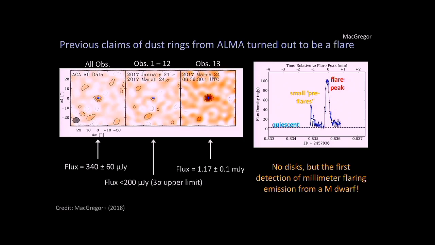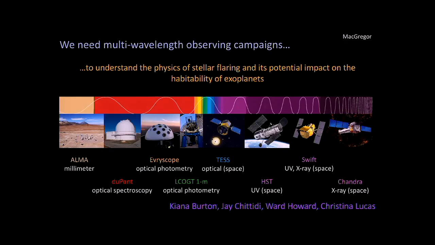There's no disk in this system, but it was the first time that we'd actually detected flaring emission at millimeter wavelengths from an M dwarf, which turns out to be really interesting and opens an entirely new way of looking at stellar flaring and placing constraints on particle acceleration. But we'd never seen it before, so it was an important step to try and put that millimeter emission into context with the rest of the electromagnetic spectrum where we've observed flares a lot.